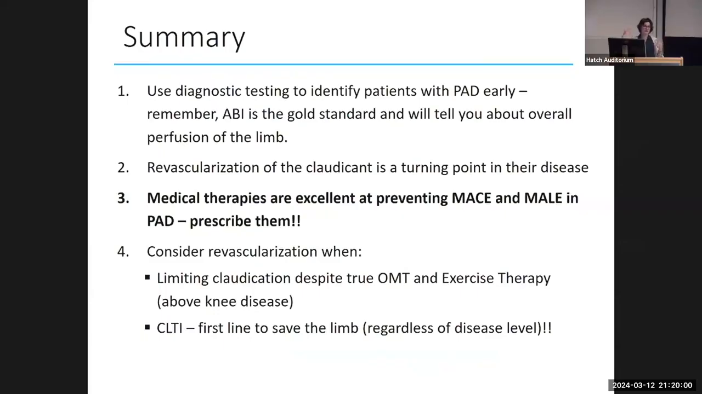Revascularization of the claudicant is really a turning point in their disease. Remember, those patients are going to come back for repeat procedures, and there's 4 times the risk for acute limb ischemia after revascularization. Our medical therapies are excellent at preventing cardiovascular and limb events. We need to prescribe them. And you can consider revascularization when your patient is limited by claudication despite true optimal medical therapy and exercise therapy above the knee. And in CLTI, it's first line to save the limb regardless of the disease level.